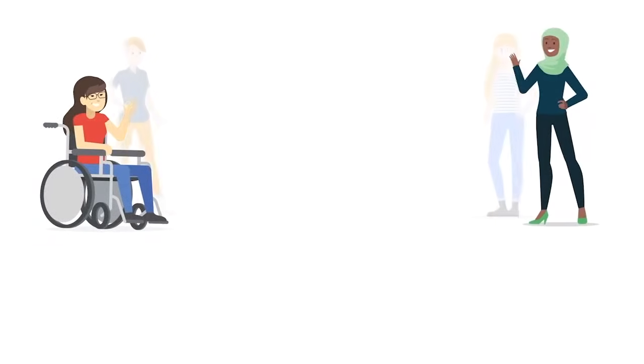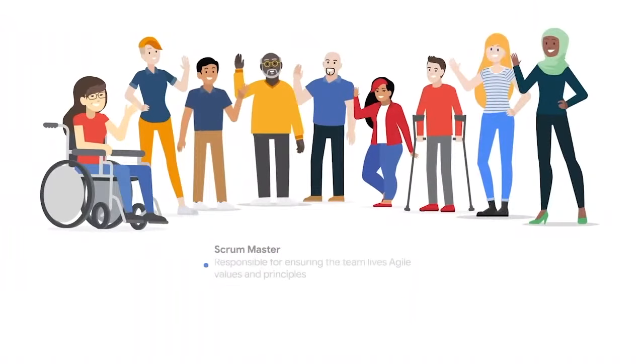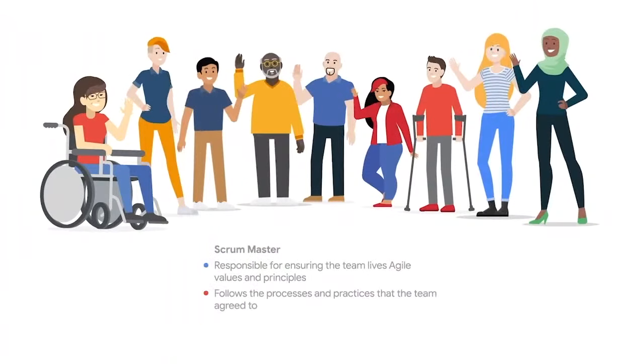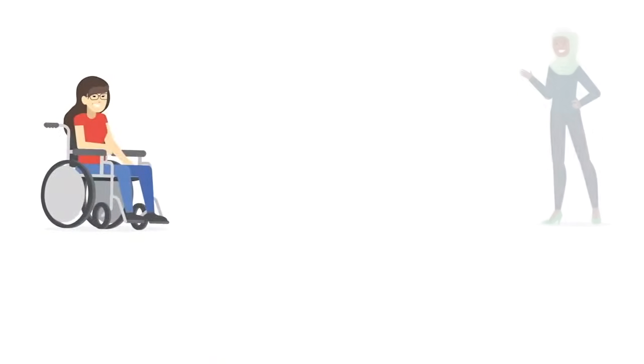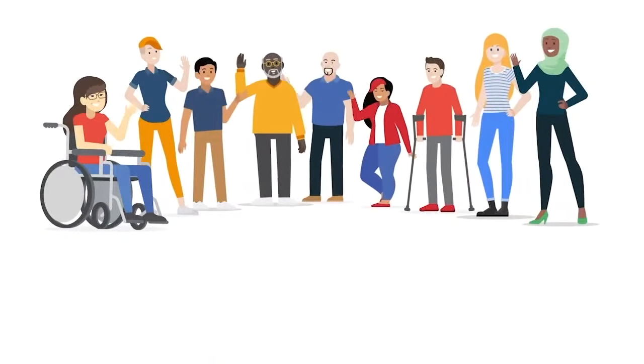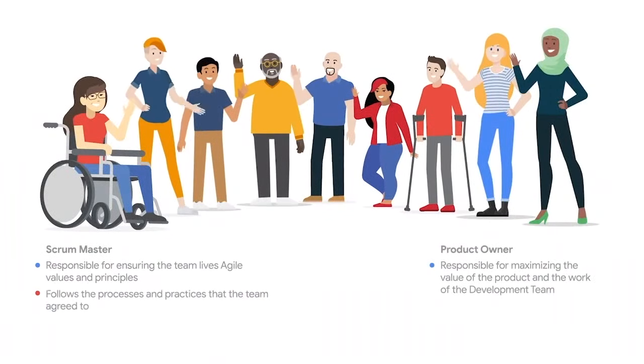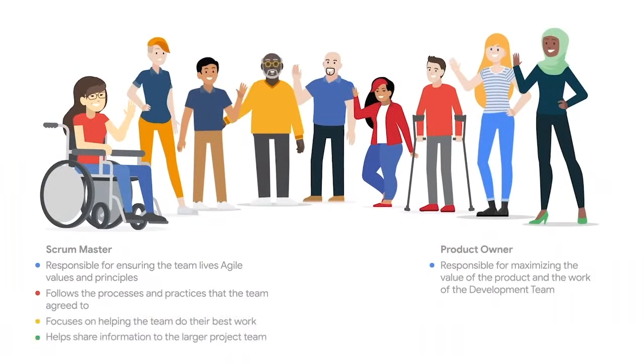Next are the roles, the first of which is the Scrum Master. This role is responsible for ensuring that the team lives Agile values and principles, follows the processes and practices that the team agreed to, sharing information to the larger project team, and they also help the team focus on doing their best work. The other notable role in Scrum is the product owner, who is responsible for maximizing the value of the product and the work of the team.